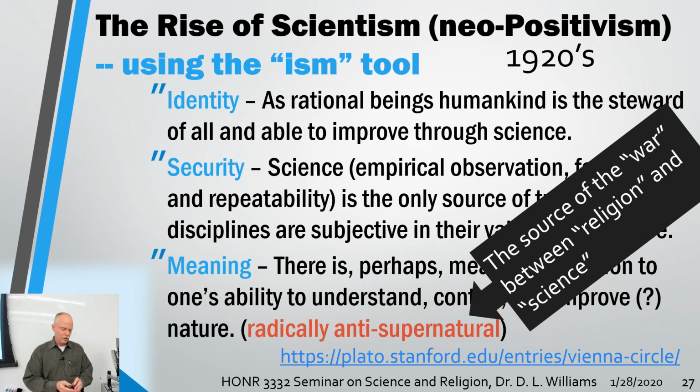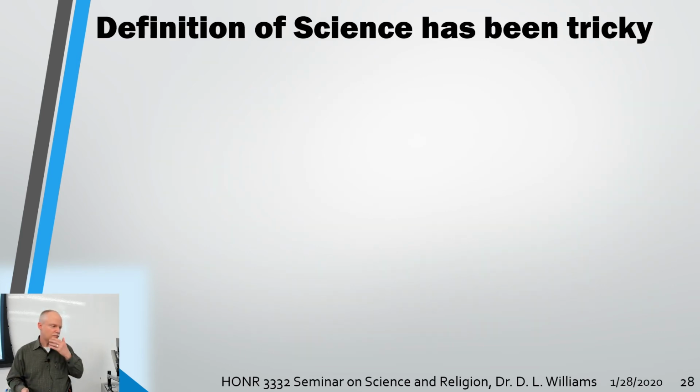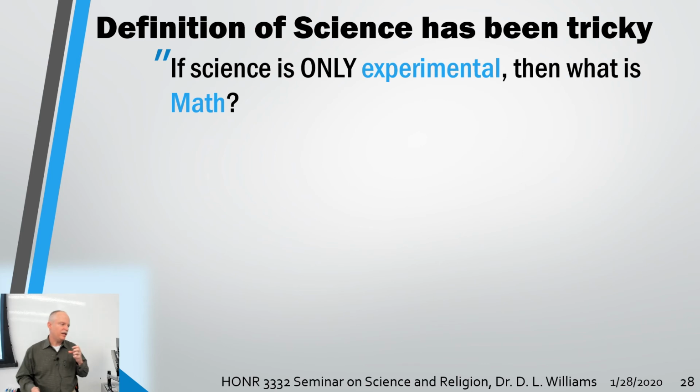Okay. So this is nice, at least to define where the battlefront is. And it's really over, is there a supernatural? Because this definition has been tricky, they sort of try to nail it down. And so this is one of the ways to nail it down. You say, well, science can only be experimental. If it's not experimental, it's not science. Okay? What is math then? Some would say math is absolutely not a science because it's not experimental. But yet, almost all of our scientific theories are math heavy. Okay? And some of them are just theories. They really have no way to be tested.